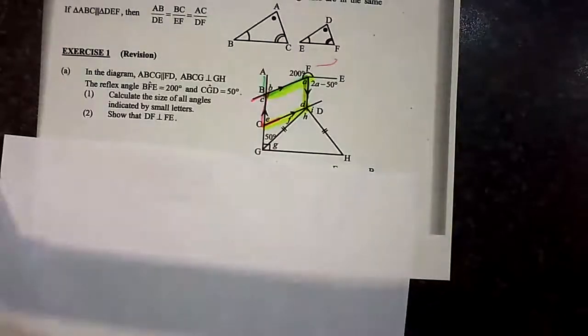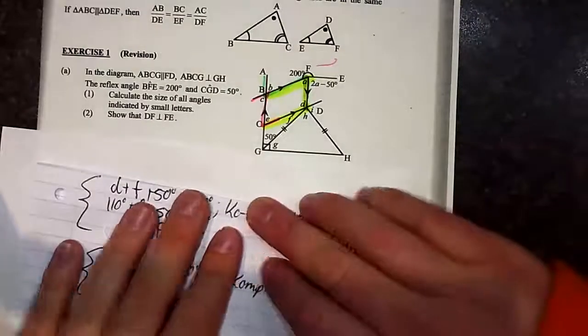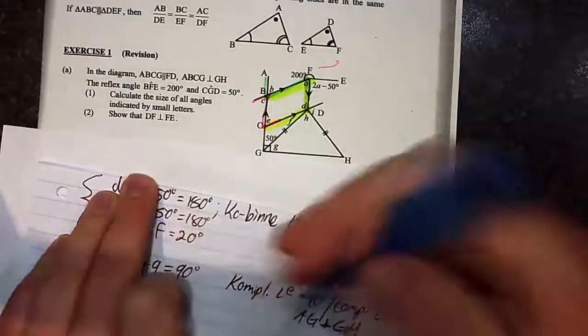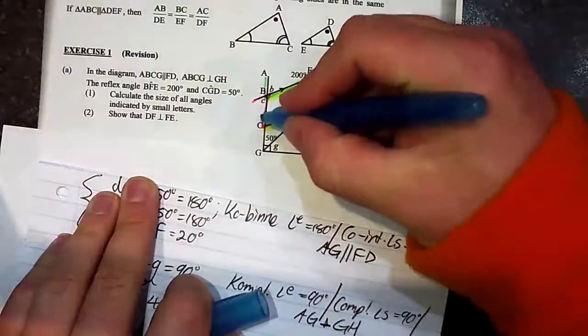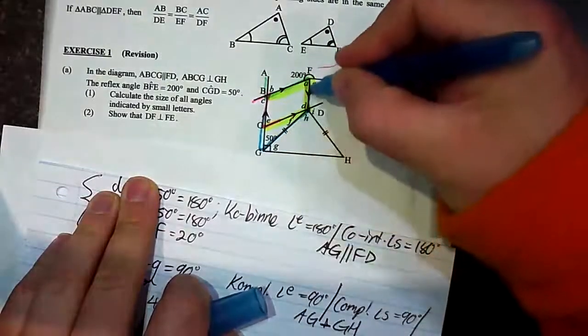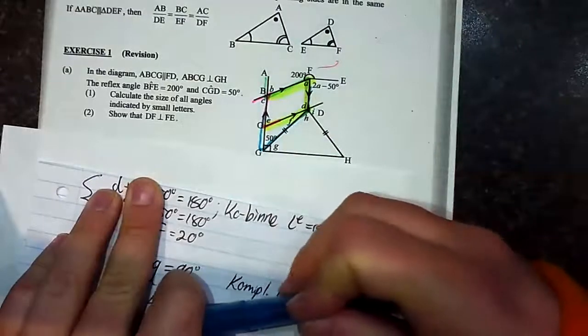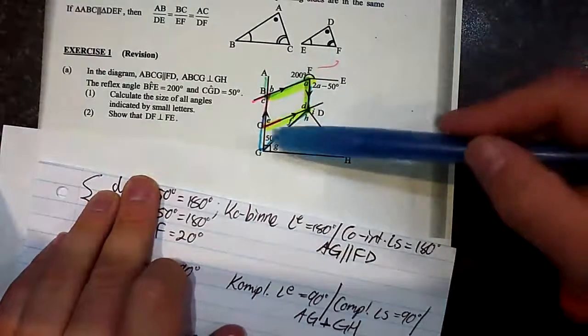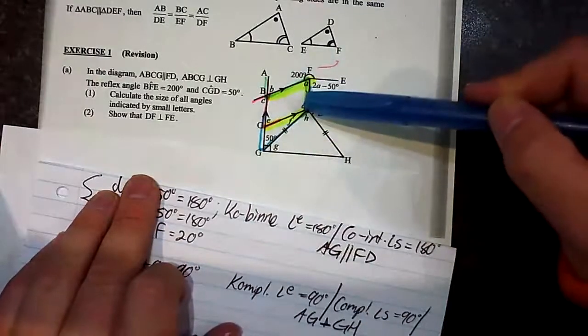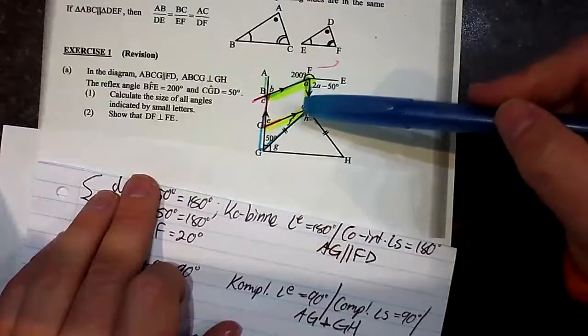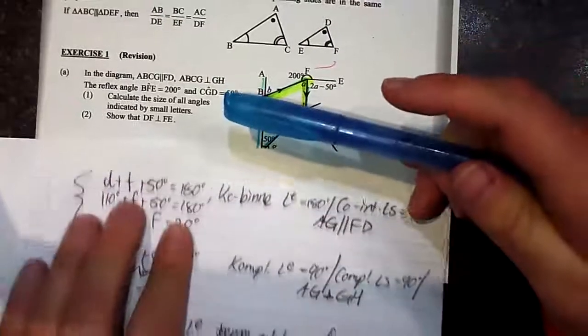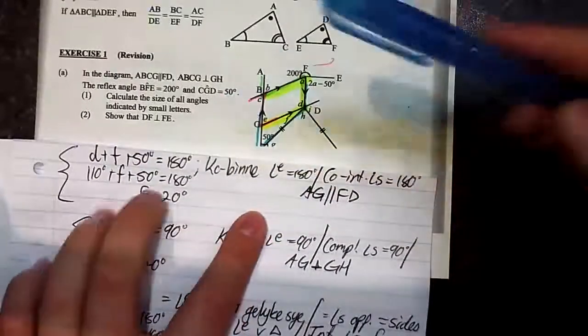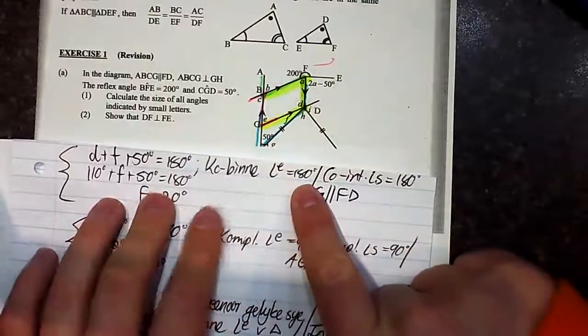F alone. The best way, due to the angles that we've already found, is that D and F together with the 50 degrees there form co-interior angles. That's the best way you could have gone about finding angle F. So 50 degrees plus F plus D is equal to 180 degrees. Co-interior angles, supplementary.